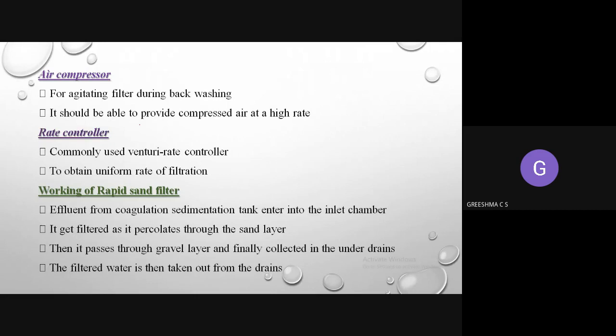Okay, and what will happen? The water will percolate through the sand layer, then pass through the gravel layer and finally be collected in the under drains. Now the filtered water will be draining to the collection chamber or the distribution chamber. So that's what is happening here.